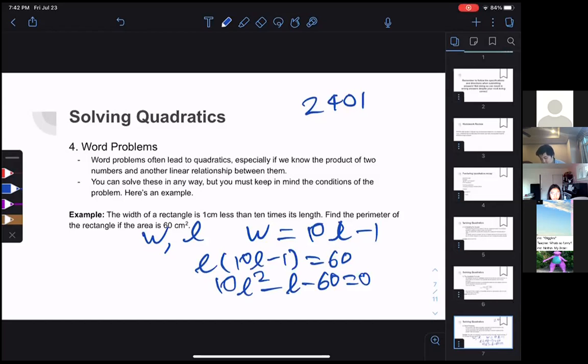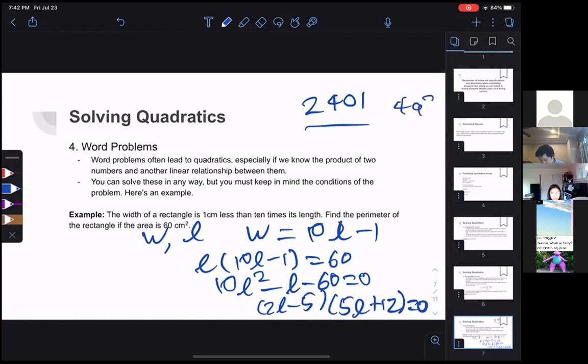If you go back and factor it, you get 2L minus 5 times 5L plus 12, I believe. Although you can go ahead with the quadratic formula if you can deal with the square root being 49, which I believe it is. All right, so your two solutions are 5 halves and negative 12 fifths. Obviously, dimensions can't be negative, so 5 halves is what you want. I think I saw someone get something divided by 5. That's not it, right?